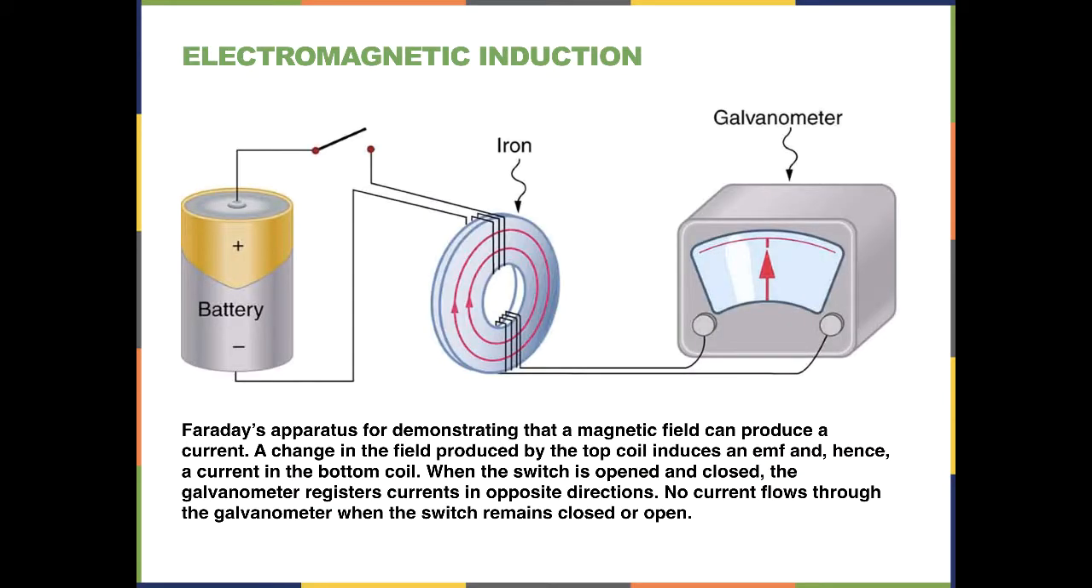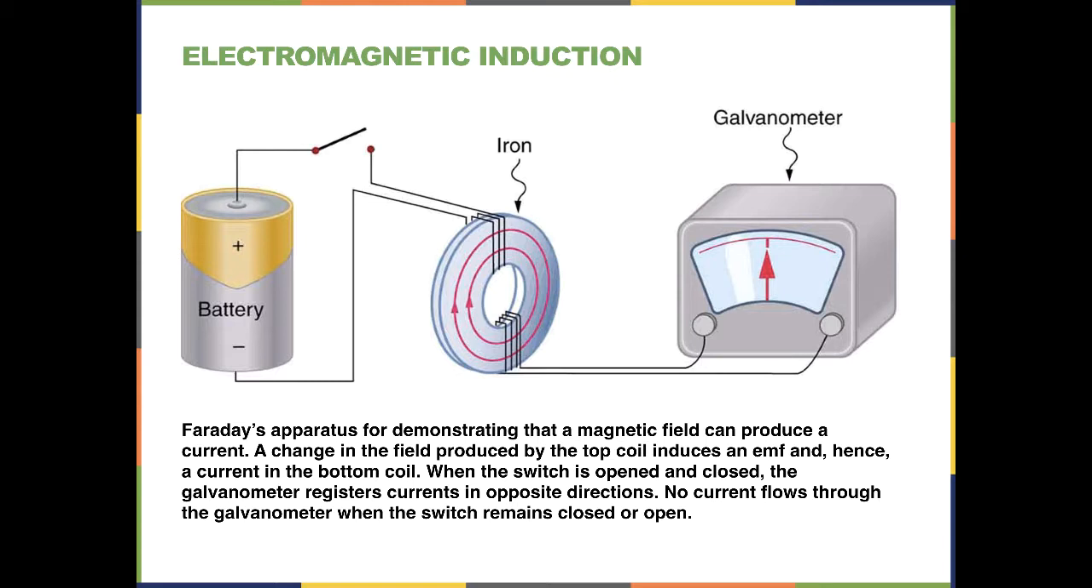This is an example of what's known as Faraday's apparatus. Faraday's apparatus is an apparatus that was used to demonstrate that an electromagnetic field could produce a current. A change in the field produced by a coil induced an electromagnetic force and hence a current in the bottom coil. You can see that in the middle here are two coils, one of which has an induced field and the other has an induced current, which is measured by the galvanometer.